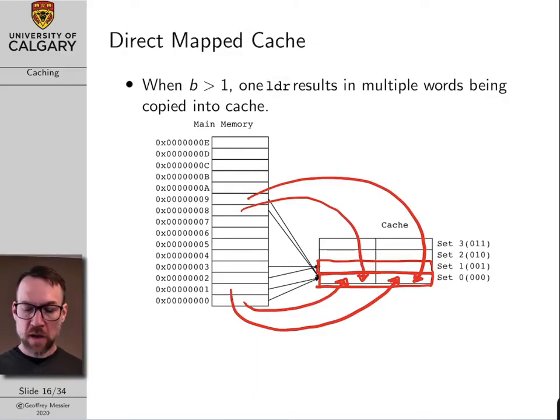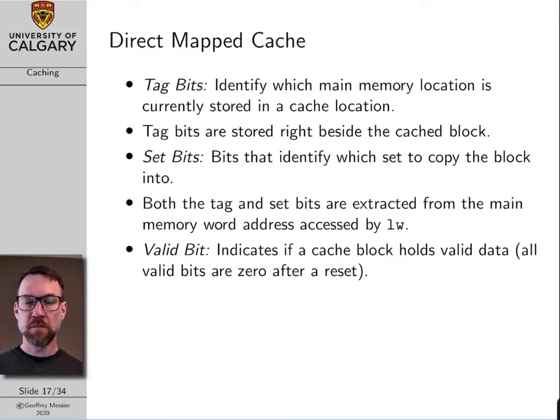And you can imagine how this would grow if little b was equal to 4 words, or if our block size was 4 words, we would just have a row of 4 words all side by side in our cache, and the first set would consist of 4 consecutive words. So if it's possible to map multiple main memory locations into the same cache location, we need some way to figure out which main memory word we actually have stored in our cache at a particular time.